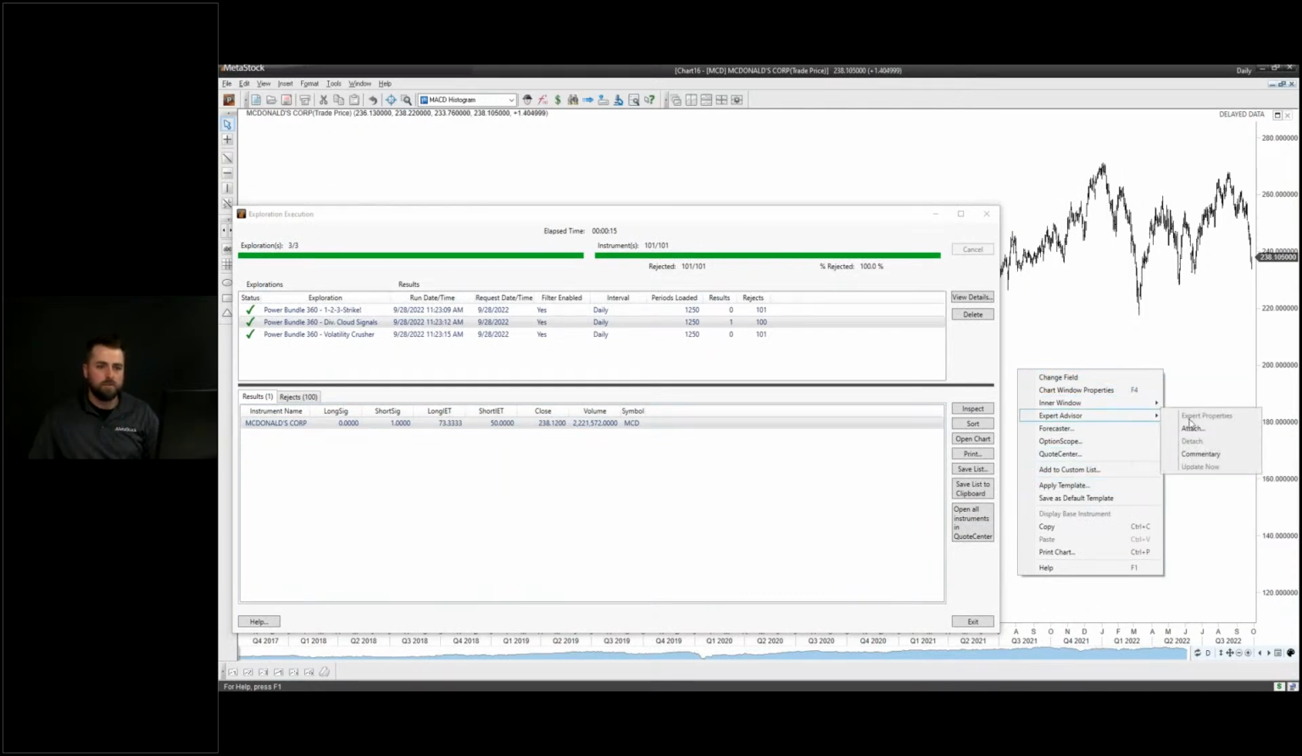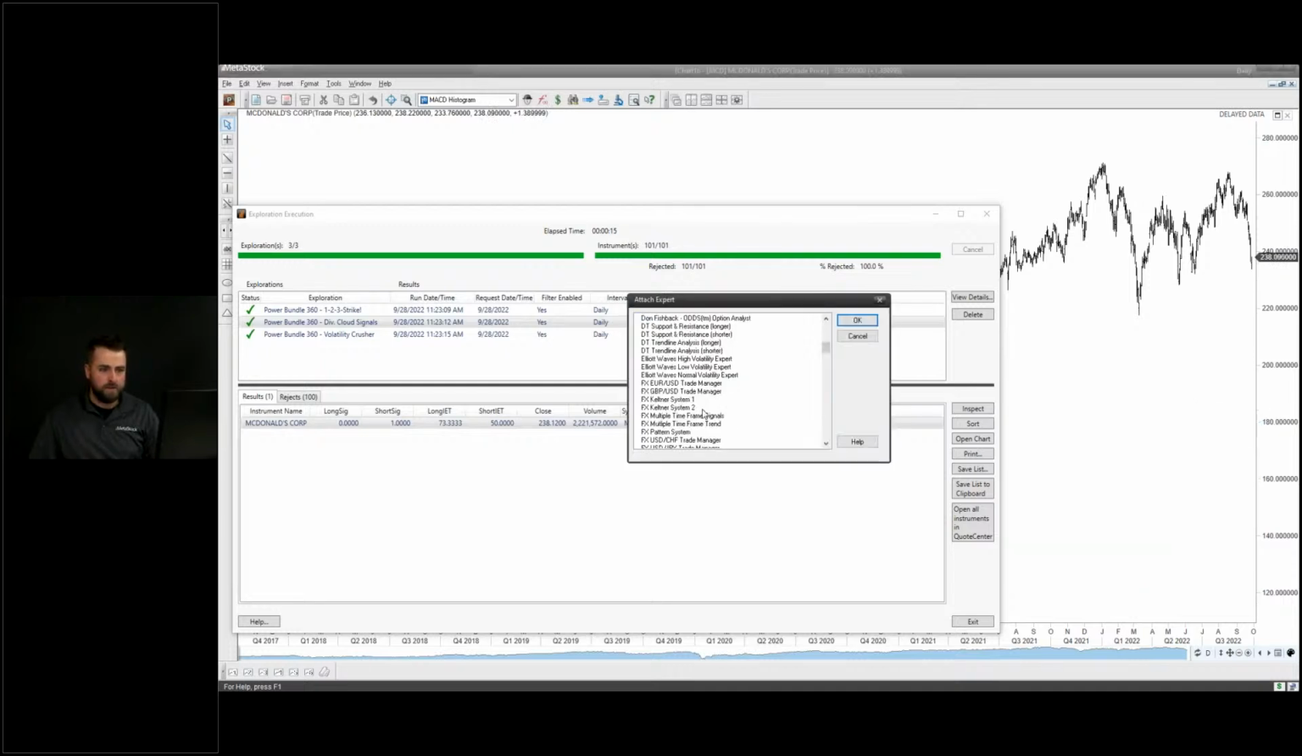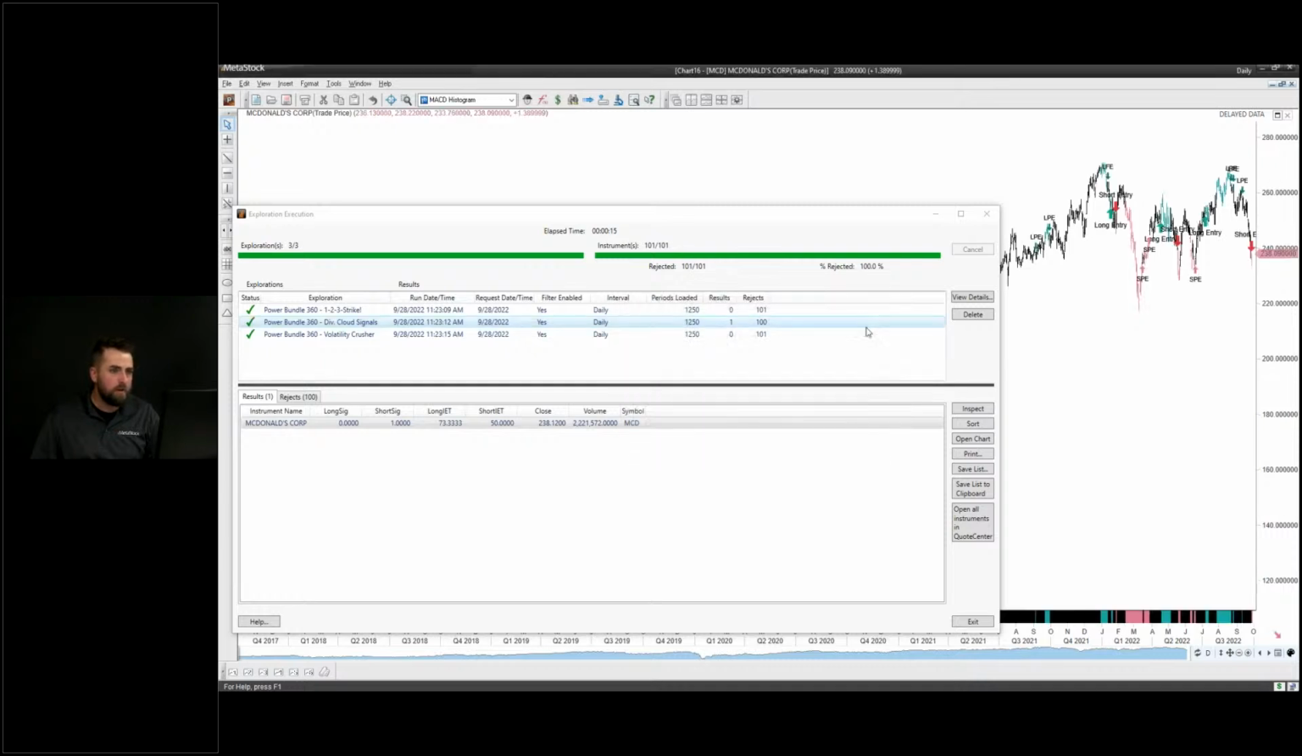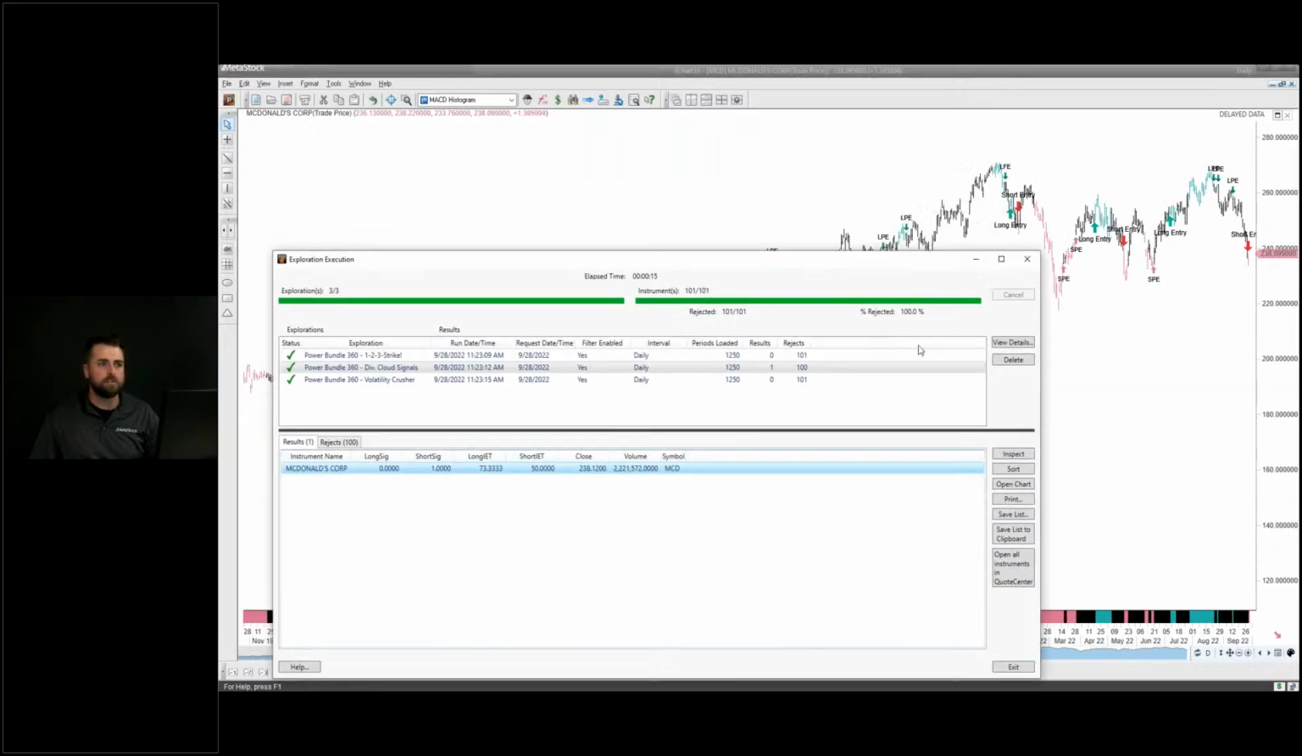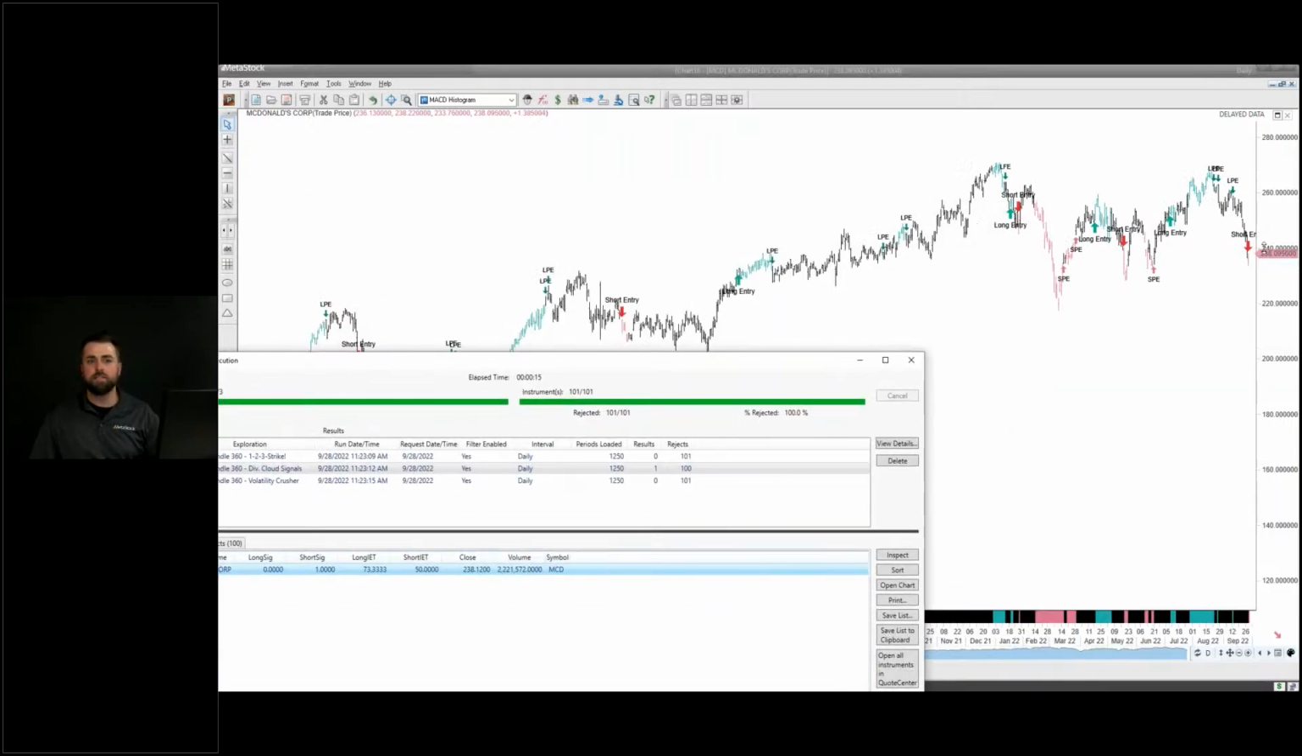No, here, I'll even do this a little differently. We'll do just the expert advisor here for the power bundle. Which one was this? Divergence cloud. Okay, so if I open up the expert advisor for the divergence cloud on McDonald's, you'll see, hey, this is that short entry that it just gave us.